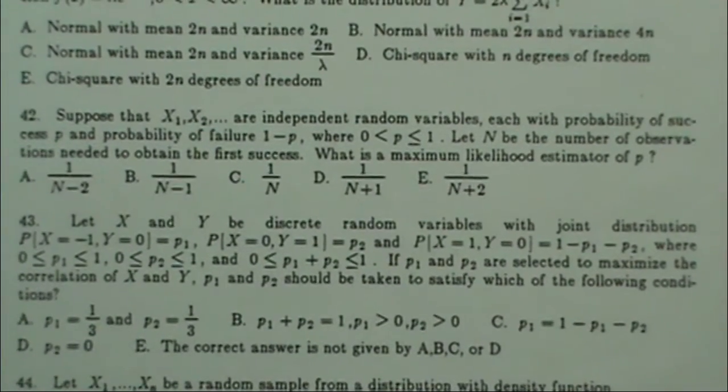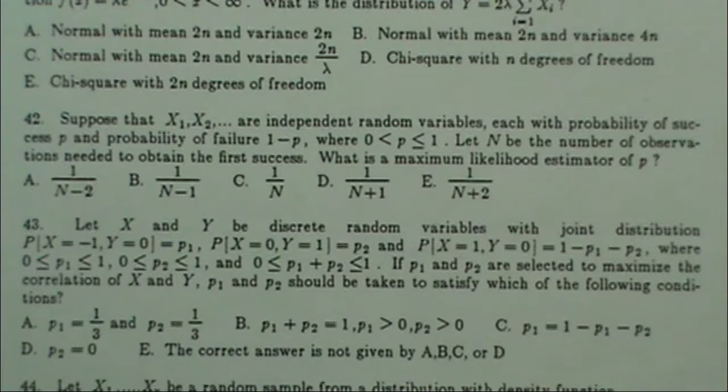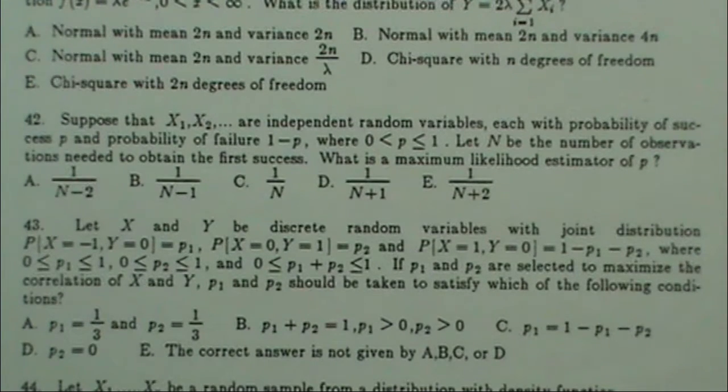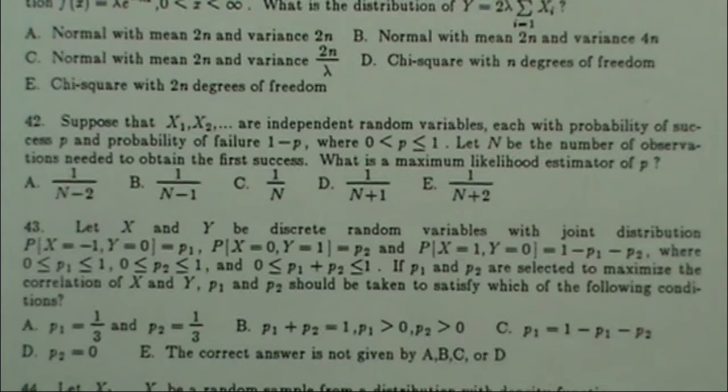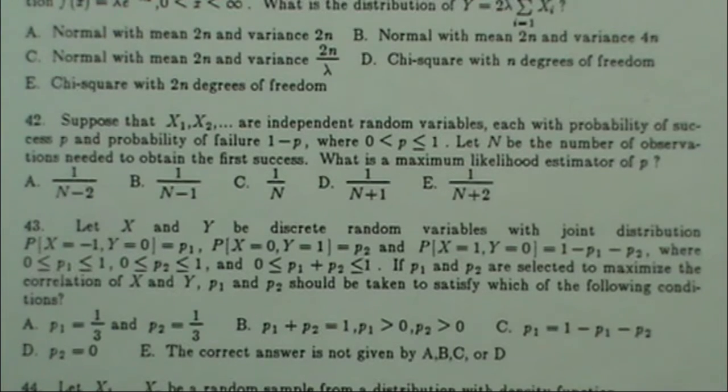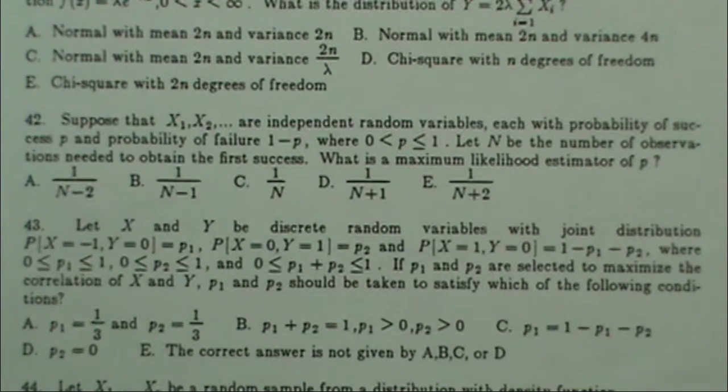Number 42: suppose that X1, X2, ... are independent random variables, each with probability of success p and probability of failure 1 minus p, where p is between 0 and 1. Let n be the number of observations needed to obtain the first success. What is a maximum likelihood estimator of p?